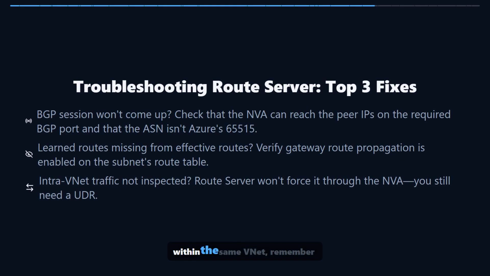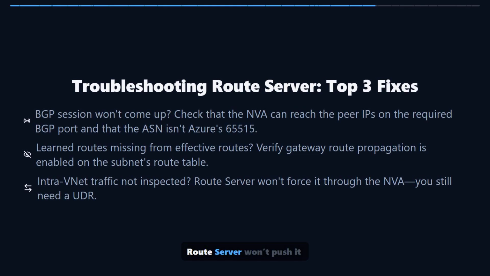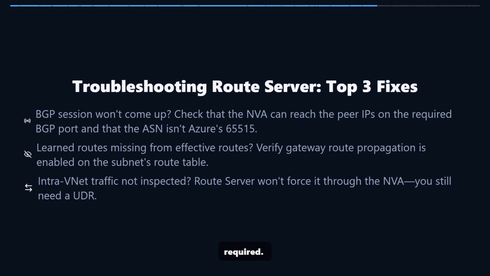Third, for traffic within the same VNet, remember Route Server won't push it through the NVA. You still need a UDR if that's required.